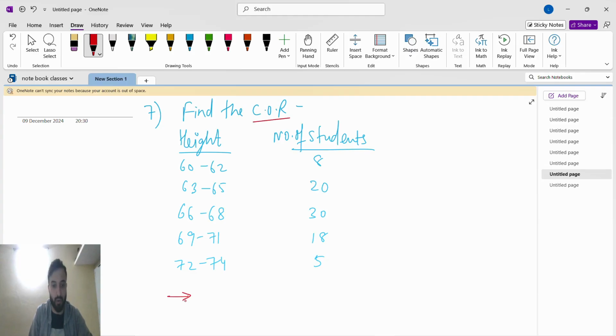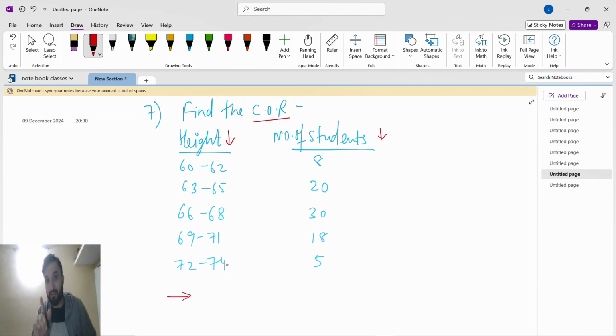Now guys, you have to find the coefficient of range again. Again it is a frequency distribution, because first is class interval and second is frequency. Very good. For a frequency distribution we have to check that it is continuous. So 60 to 62, 63 to 65, 66 to 68, 69 to 71, 72 to 74. This is not continuous. This is discontinuous. So what we have to do is convert the discontinuous into continuous, right?